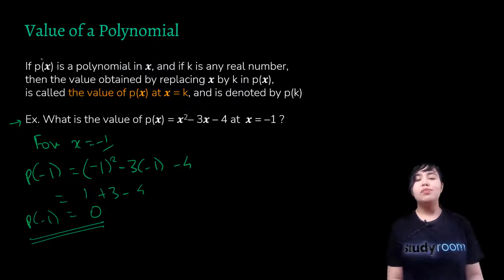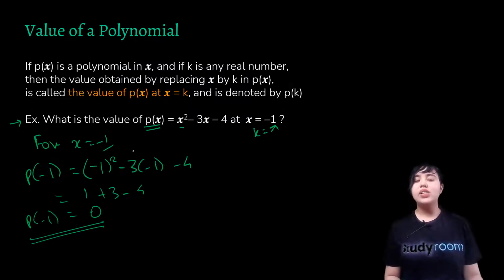Alright. So if p of x is a polynomial in x, obviously if I am saying p of x, it means a polynomial in the variable x. And if k is any real number, like in this case, k was minus 1. Is minus 1 a real number? Yes. All integers are real numbers. Then the value obtained by replacing x by k, that is what we did, right? We replaced x by minus 1 in p of x only. And then we got the value of p of x at x equal to k, and we denoted it by p of k.